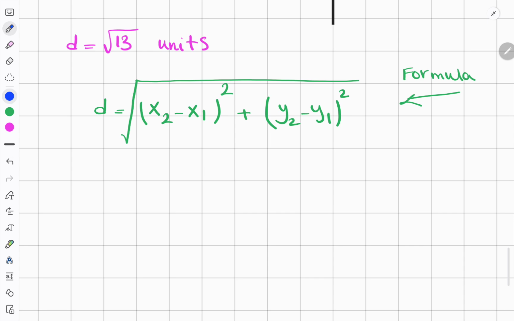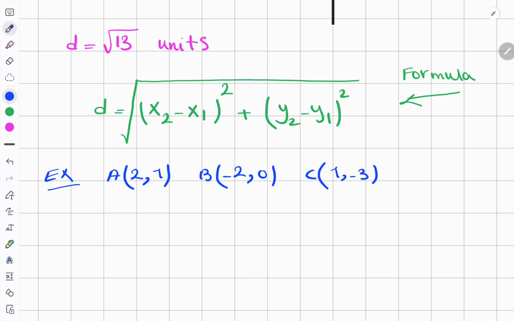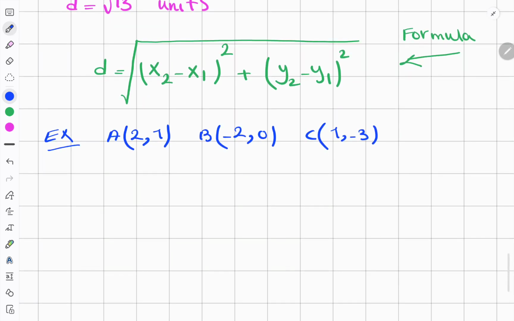Okay, so I'm gonna solve another example using this formula. For example, point A is (2, 1), B is (-2, 0), and C is (1, -3). And we are going to determine if the triangle ABC is equilateral, isosceles, or scalene.